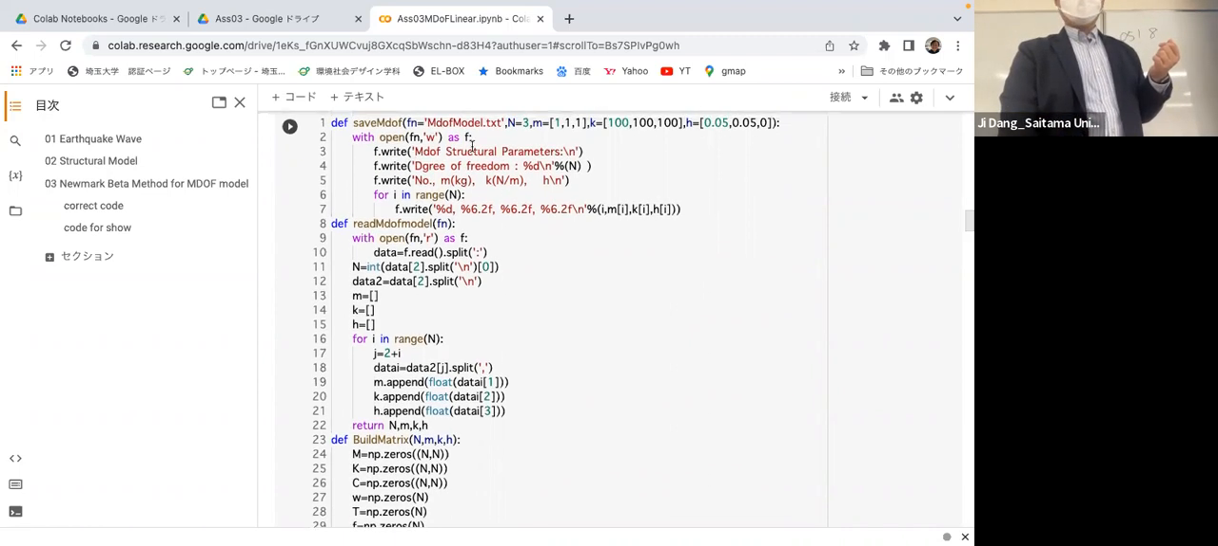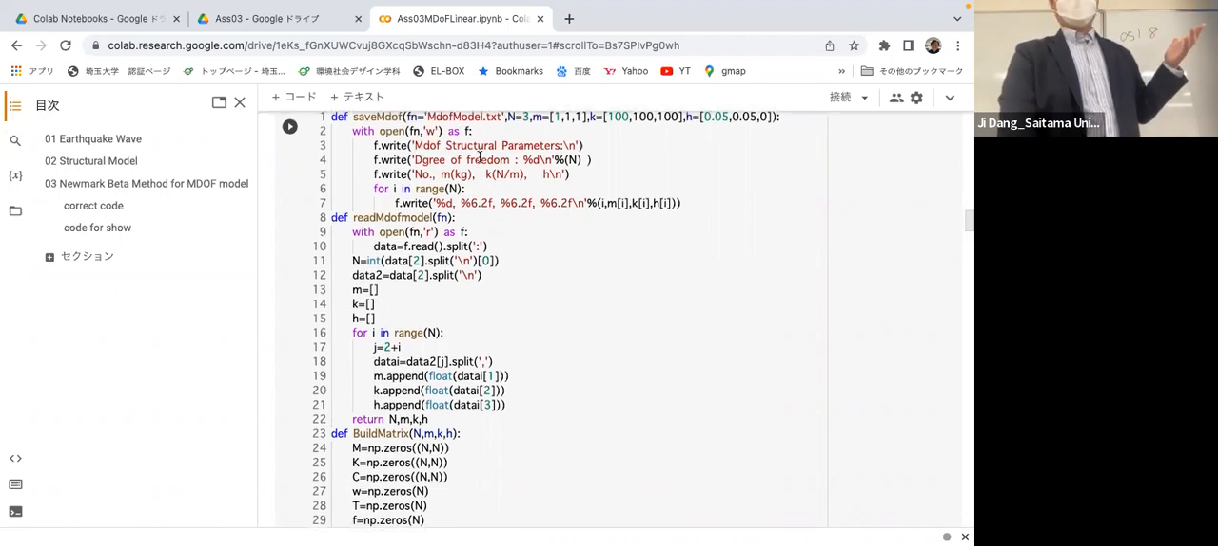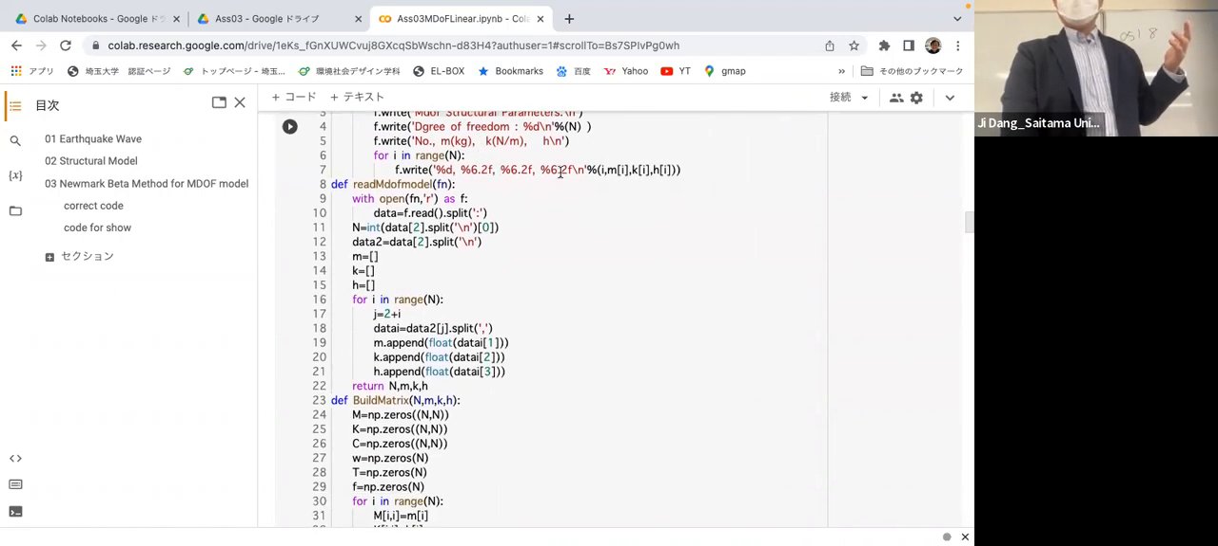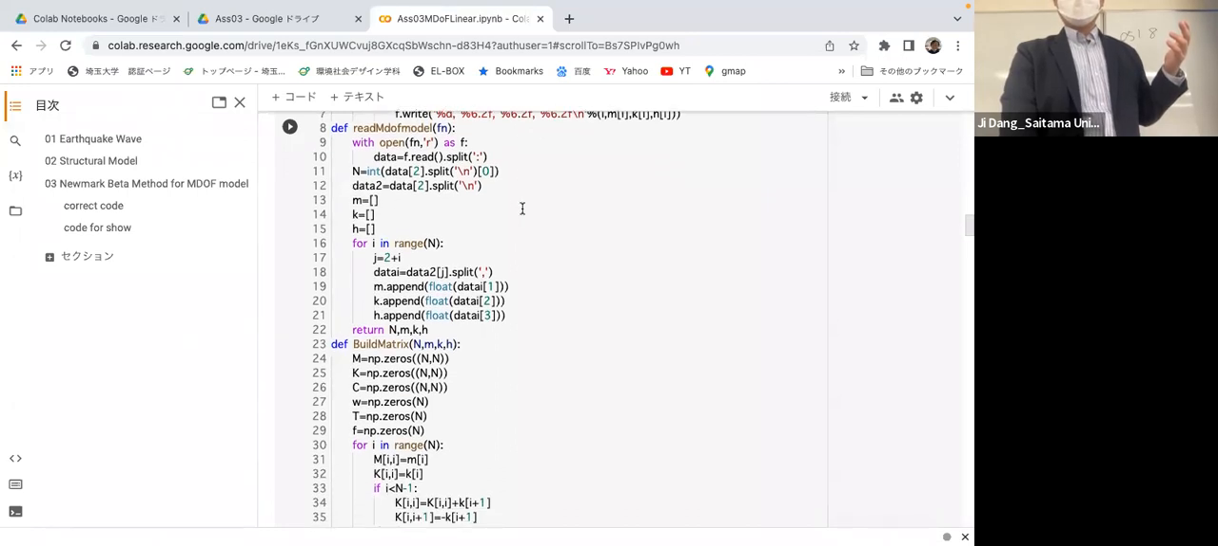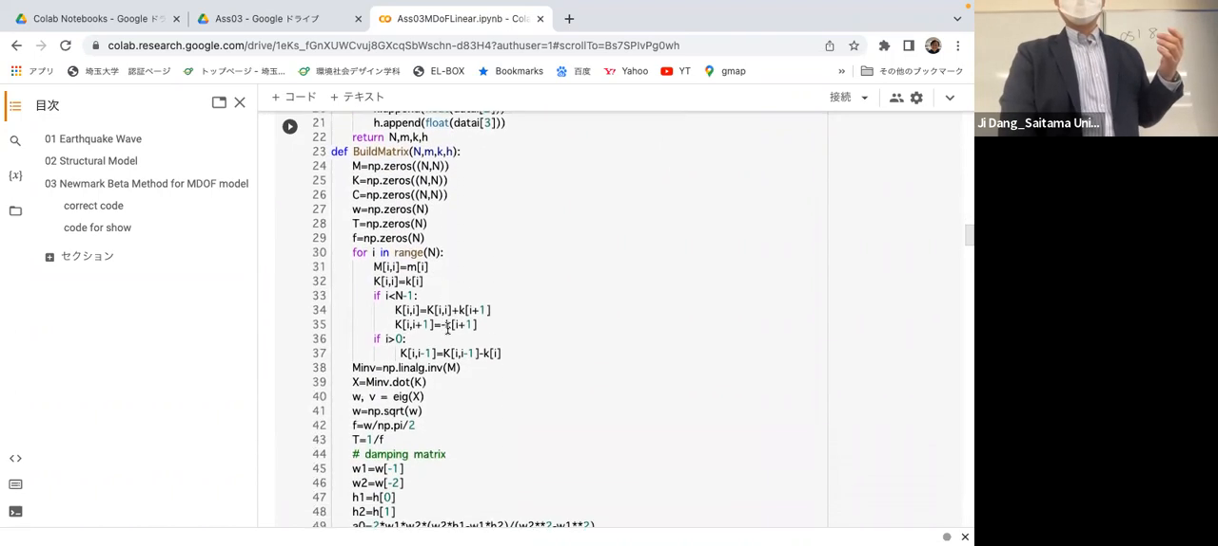So you need to save this model to a TXT file, and then write these one by one. Okay. So you define this, and you need to read this from the file. Open the data, split them, and read them one by one.